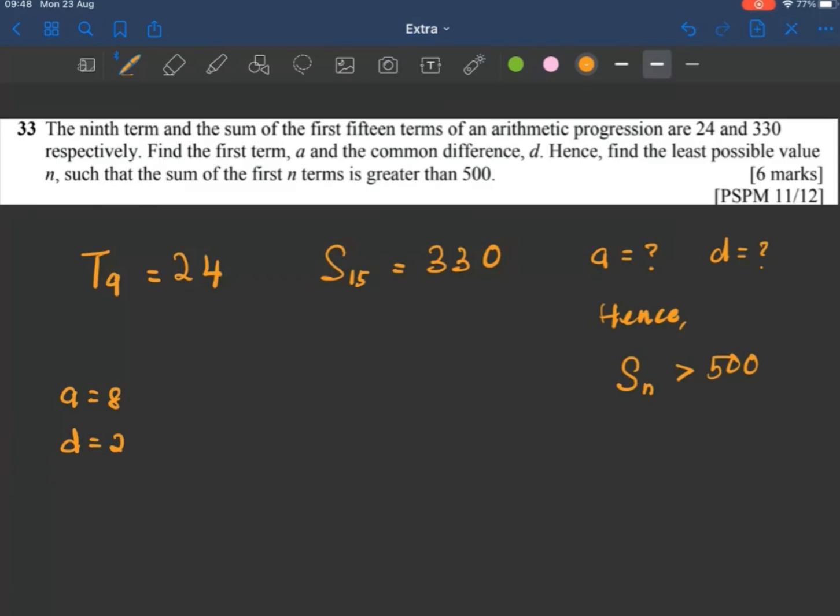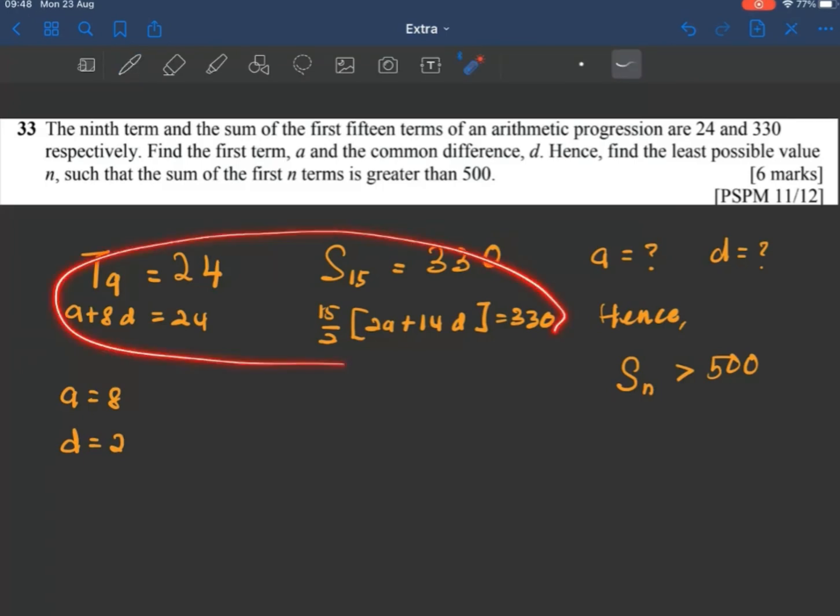Kita boleh buat sendiri. Okay, which is kita akan guna simultaneous lah. A plus 8D equals to 24. This one we have 15 over 2 (2A plus 14D) equals to 330. Saya takkan kirakan, untuk kamu pergi kira sendiri. So we already find our A and D by simultaneously these two equations. Find the first term, find the common difference. Hence, find the least possible value.